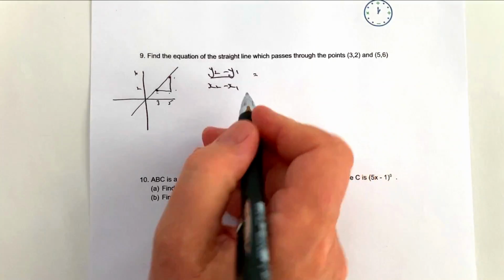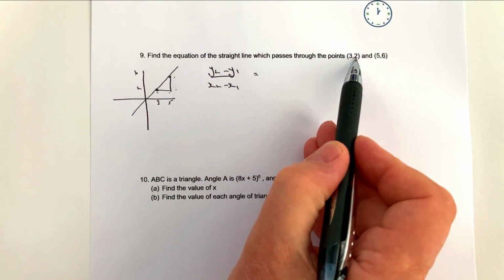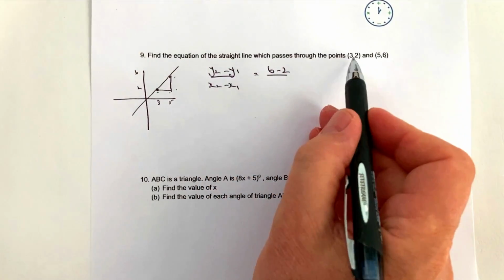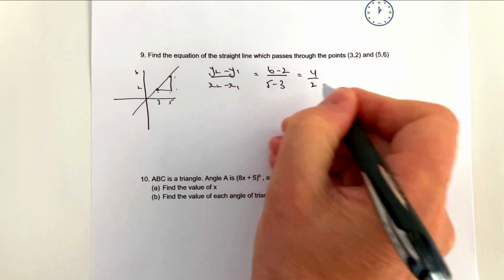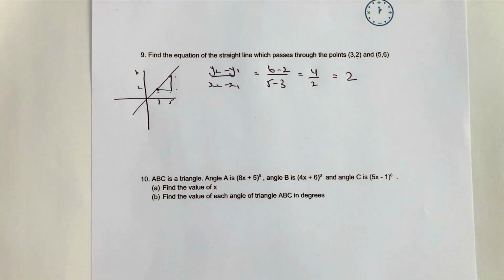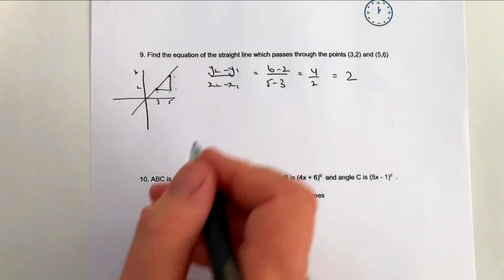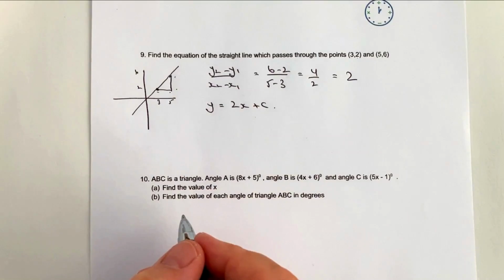Okay, so that would be 6 for y2 and 2 for y1. So 6 minus 2 divided by 5 minus 3. That's going to give us 4 over 2. So the gradient of the line is actually 2. And remember, what we're trying to do is find a way of writing it in the form of y equals mx plus c. So we've actually got the gradient, and we can at the moment write y equals 2x plus c.